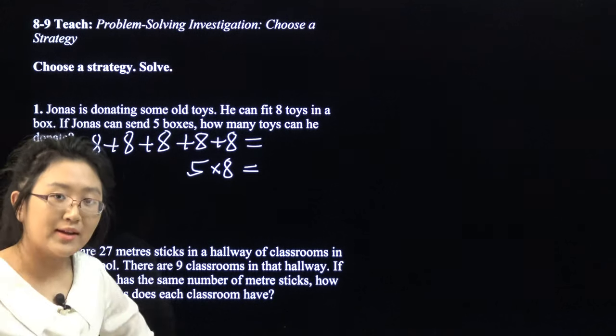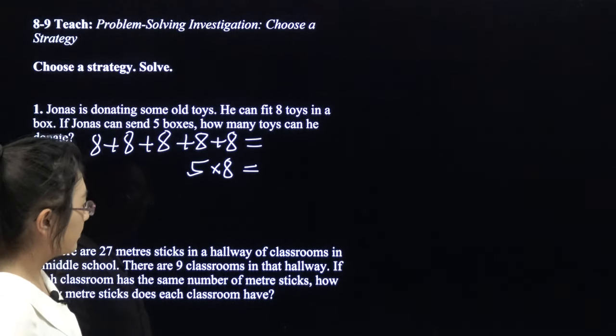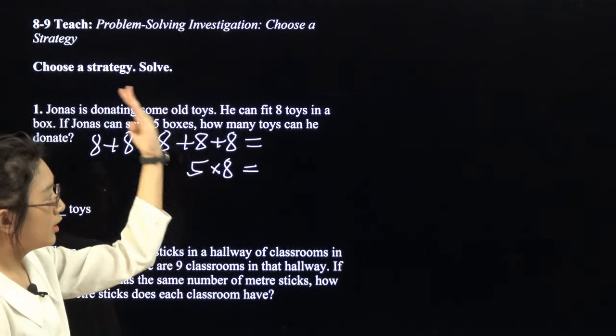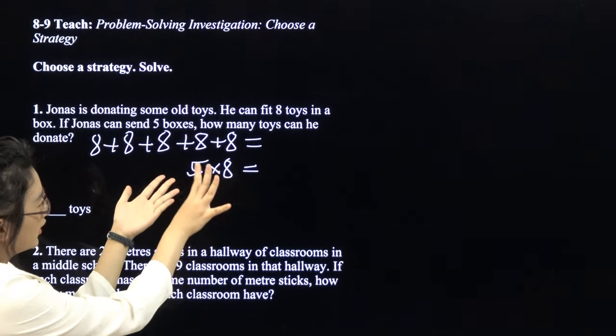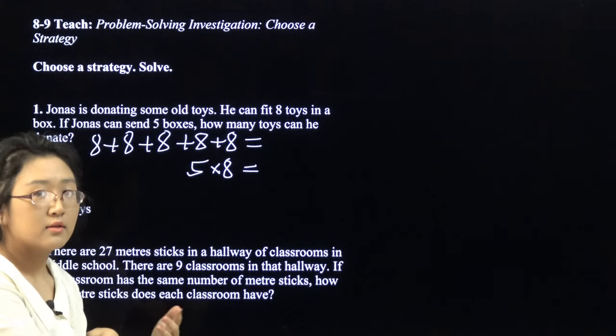What's 5 times 8? It's like counting by 5s. So 5, 10, 15, 20, 25, 30, 35, 40, and that's it. That's 8. Okay, so that's 40.